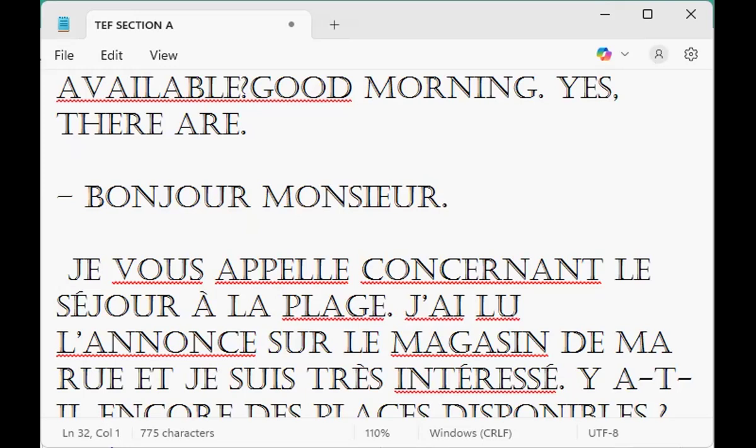Je vous appelle concernant. This is your opening of text section A. Concernant, c'est quoi? About. I'm calling you about. Je vous appelle concernant. C'est clair? Je vous appelle concernant le séjour. What is séjour? Séjour is your stay. Whenever you are traveling and you stay in a hotel or some hostel, this stay we call séjour. Répétez après moi. Séjour.